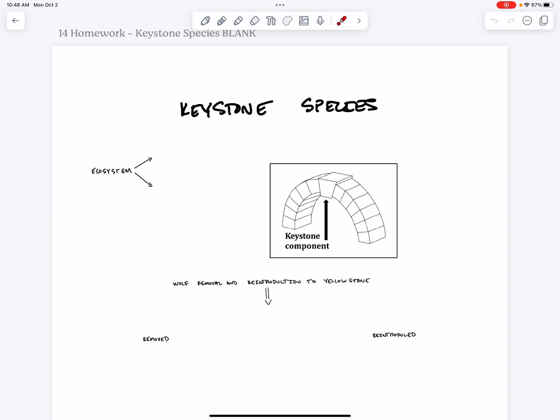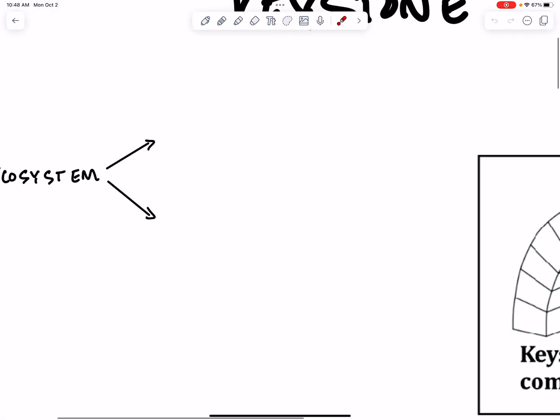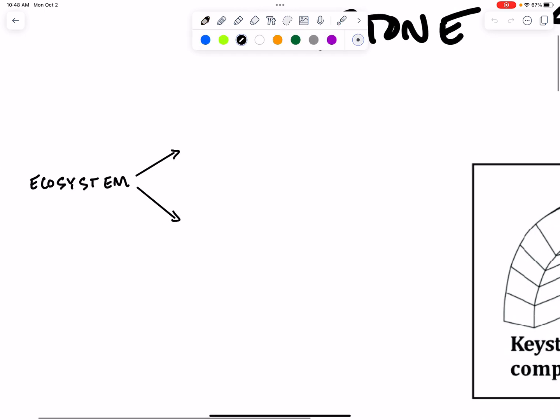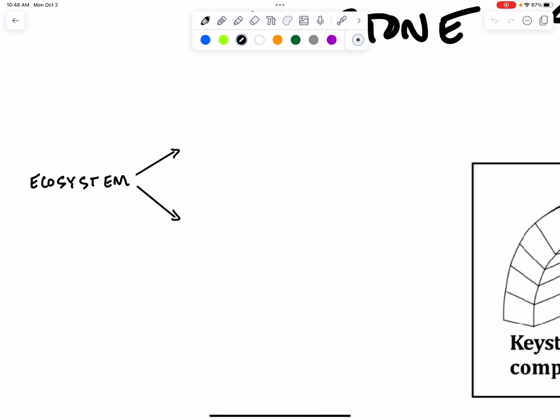Okay, so first of all, let's define ecosystem. You all know that an ecosystem is composed of two discrete parts that come together to make the ecosystem. The first is the ecosystem's abiotic factors.